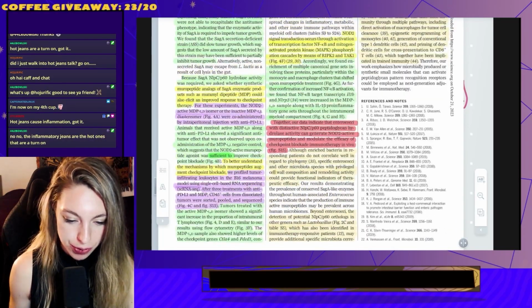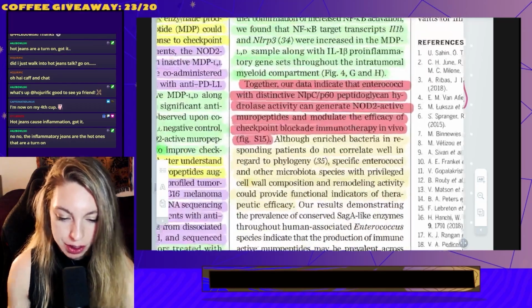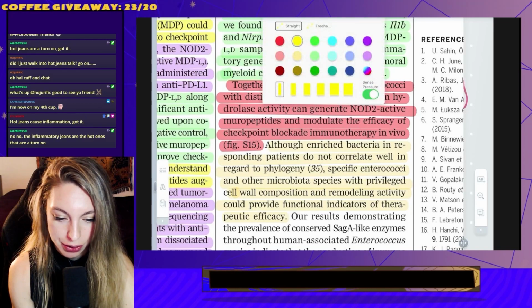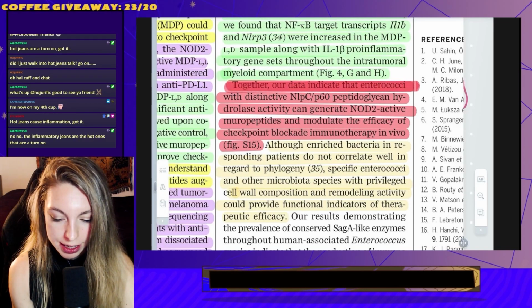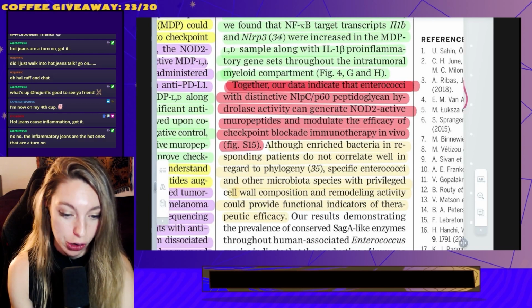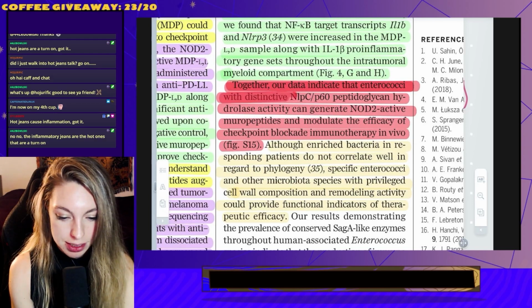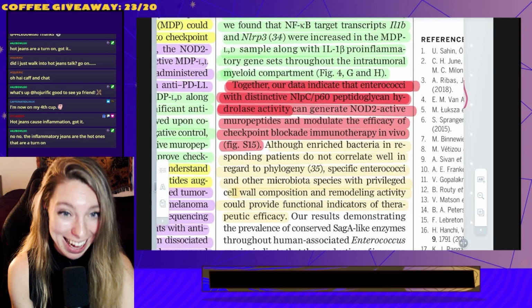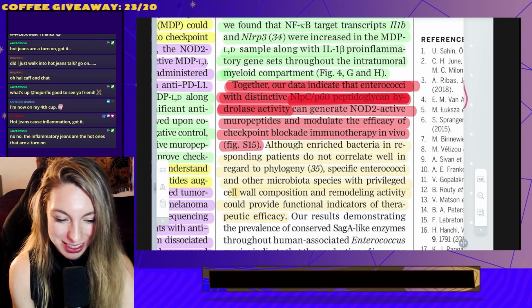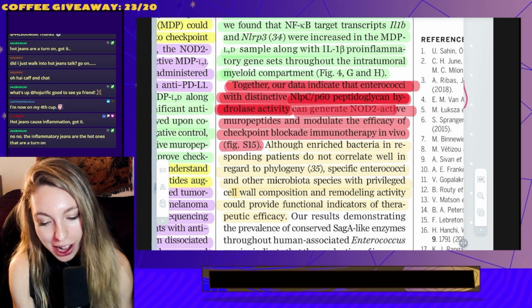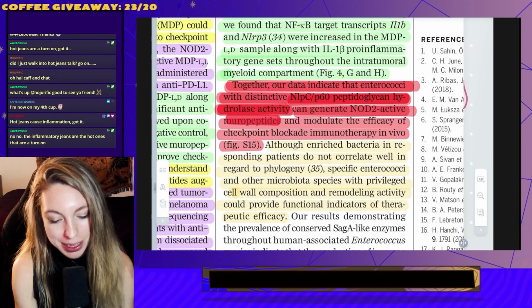Okay, so some final takeaways. Their takeaway is that our data indicates that enterococci, which are the bacteria that normally live in your gut, with distinctive NLPC P60 peptidoglycan hydrolase activity, so SagA, all of this just means SagA, can generate NOD2 active muropeptides.